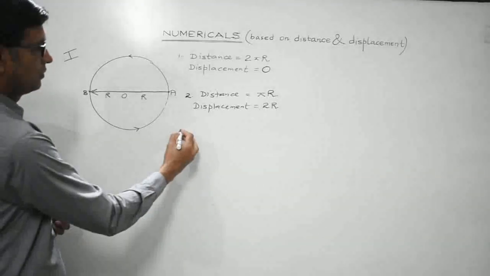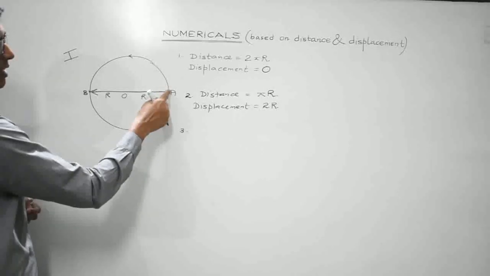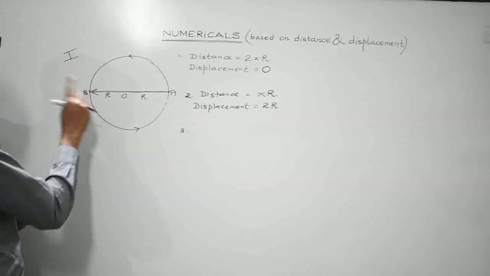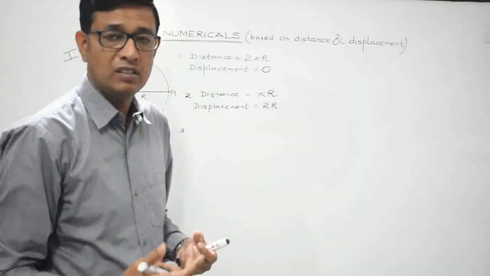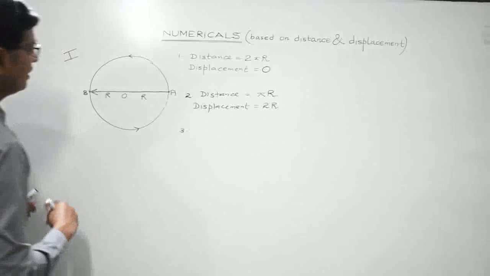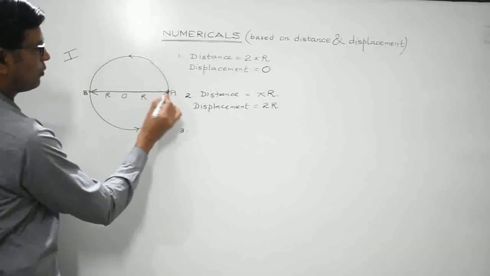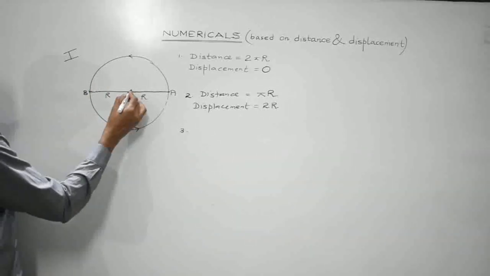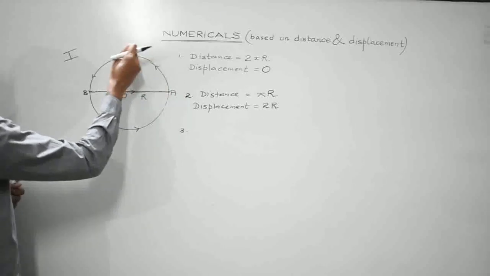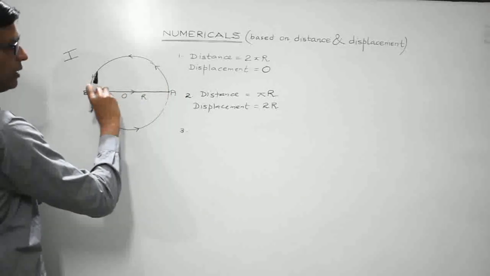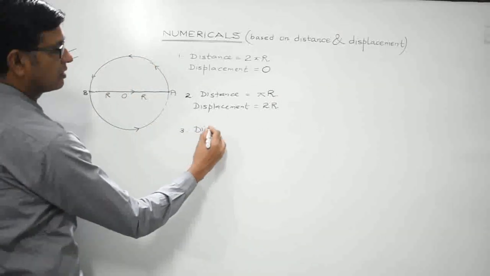Consider the third case. Let us assume the athlete starts from point A and following the track, he reaches point B. After which, suppose the athlete feels uncomfortable and is unable to finish the race, and then he eventually walks along this straight path and reaches point A. So this is the path which he follows. The athlete starts from point A, follows the semicircular path and then moves along the straight path BA and eventually again reaches point A. So what will be the distance in this case?